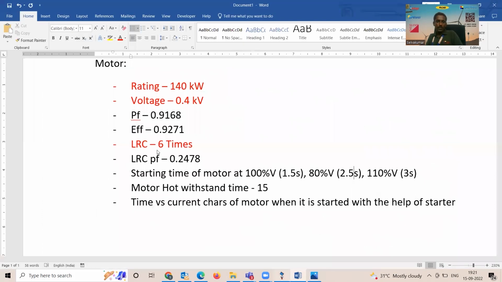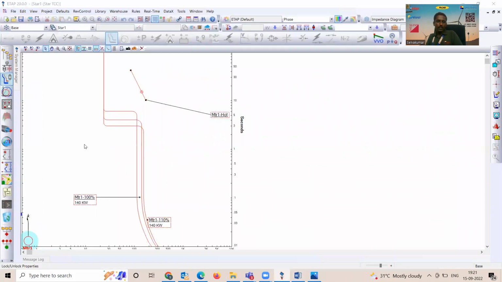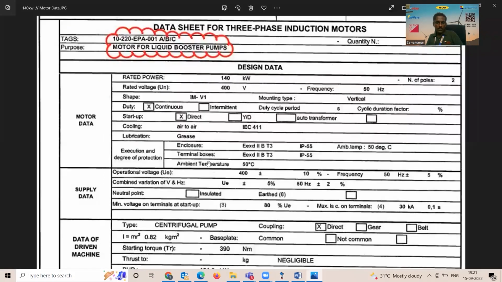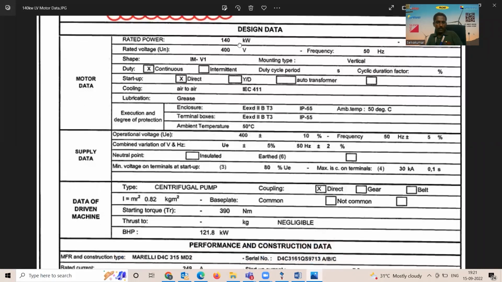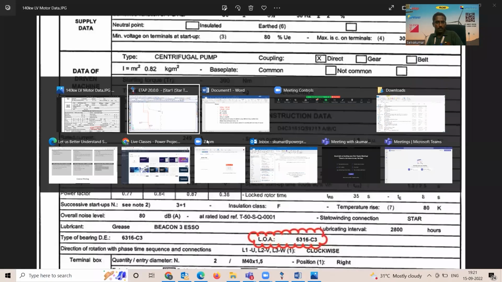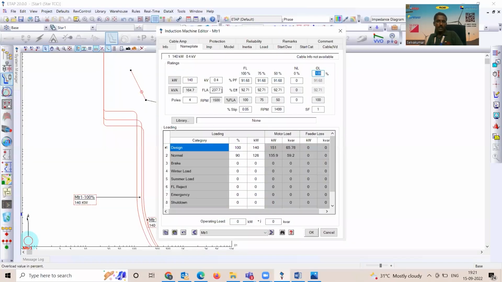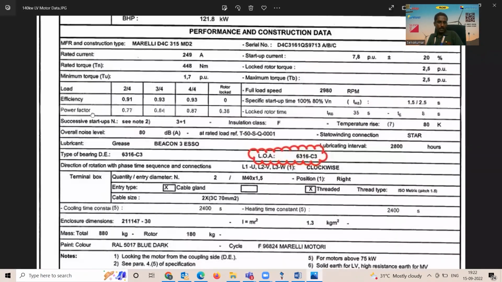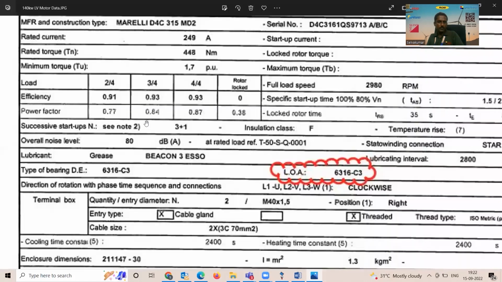All right. But the current rating gives an idea of whether the data which we have considered is okay or not. Full load current is 237 amps, 140 kilowatt, 400 volt. Here the rated current is 249 amps, which means power factor and efficiency are still poor, unless we get the data, right? We have a data here.